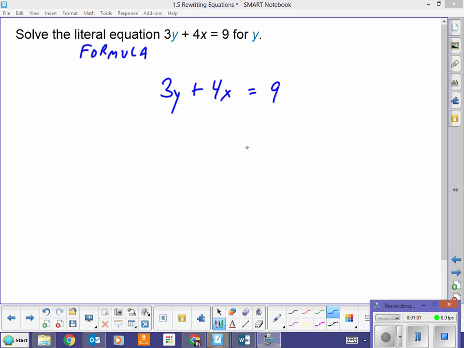Well, we're going to follow the same steps as we would solving any equation that has all numbers in it and one variable. Solve this as if 4x were a number, right? We have to treat it like it's a number because we can only deal with one variable at a time. So we're solving for y, and we want to isolate the y. We want to get y by itself. Okay, so the first thing I need to do here is subtract 4x from both sides.